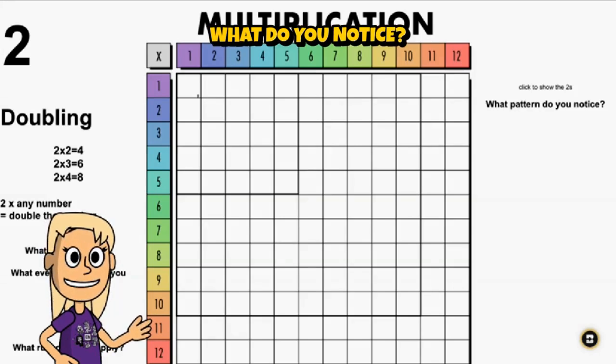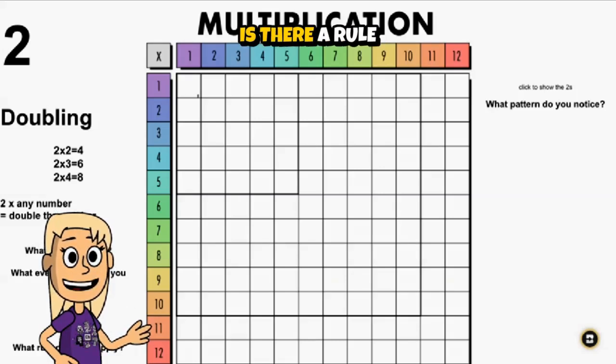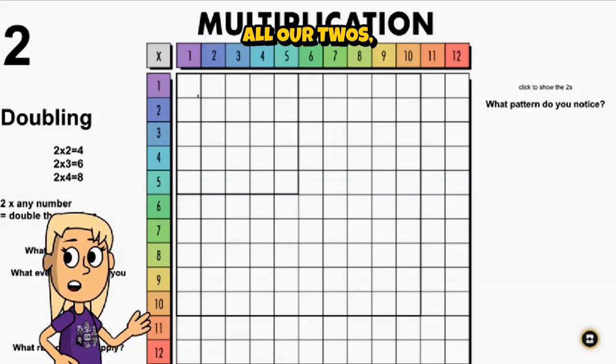What do you notice? What do you wonder? Do you notice a pattern? Is there a rule we could apply? Once we've figured out all our 2s, we're going to be looking at the strategy of doubling.